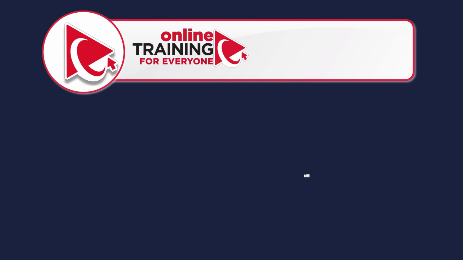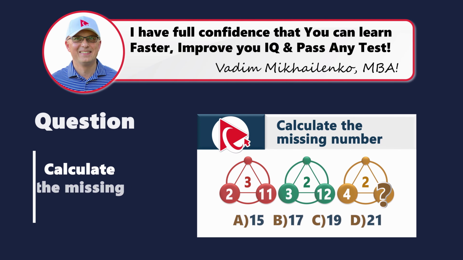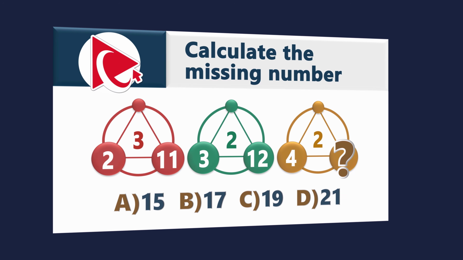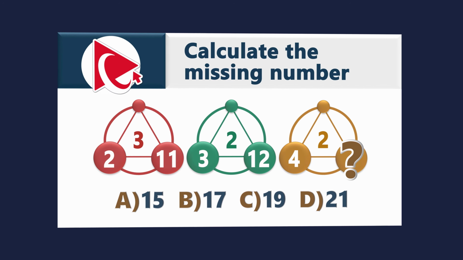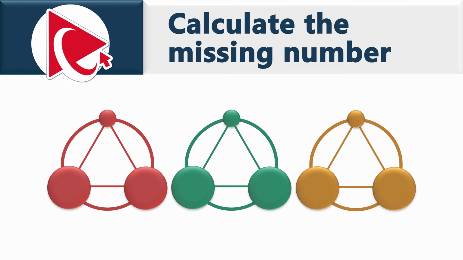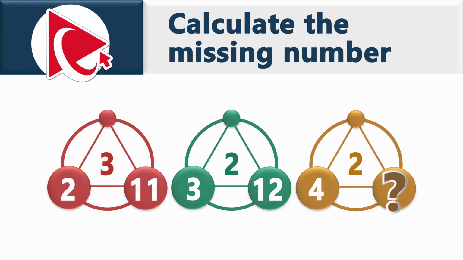Buckle up, because you are about to embark on a cerebral adventure. The question is a roller coaster of cognition, and I know that you're up for the challenge because you need to solve it on your own. You're presented with unusual looking shapes that are mixtures of circles and triangles. Each shape has numbers. The first shape has numbers 3, 2, and 11. The second shape has numbers 2, 3, and 12. And then the third shape has numbers 2 and 4. And then you need to calculate the missing number in the third shape.